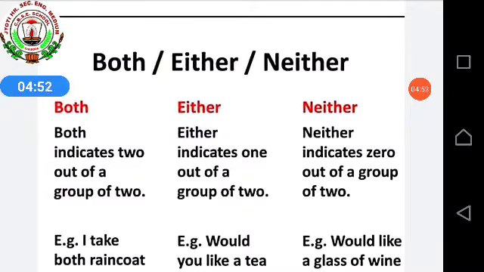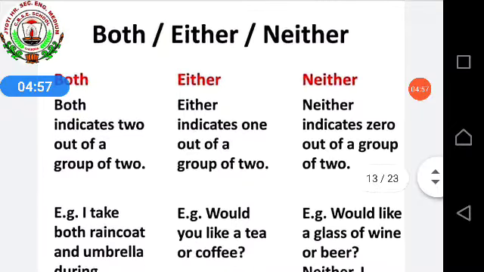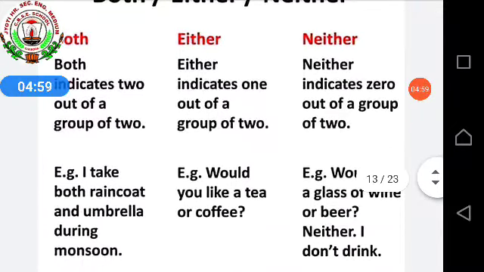Okay. The example of both is I take both raincoat and umbrella during monsoon. So what has this person taken? This person has taken both. Both means dono. Okay, both. Raincoat and umbrella. Both, the person has taken during monsoon.